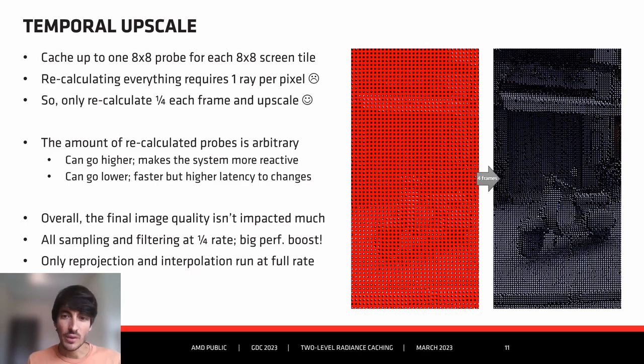And here I want to point out that this reduced rate does not apply only to ray tracing, although that's an important factor behind this decision, but it also applies to all sampling and filtering of our probe grid. They all happen at reduced rates, so it's a very important performance speed up. The only two passes that run at full rate are the reprojection pass, which we're going to see now, and the interpolation pass.